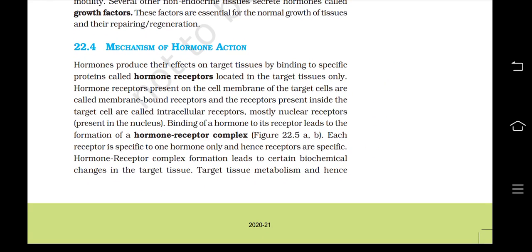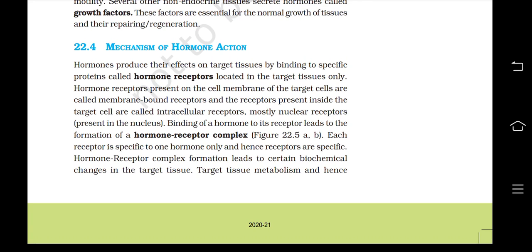Mechanism of hormone action. Hormones produce their effects on target tissues by binding to specific proteins called hormone receptors located in the target tissues only. Hormone receptors present on the cell membrane of the target cells are called membrane-bound receptors, and the receptors present inside the target cell are called intracellular receptors, mostly nuclear receptors present in the nucleus. Binding of a hormone to its receptor leads to formation of a hormone-receptor complex. Each receptor is specific to one hormone only, and hence receptors are specific.